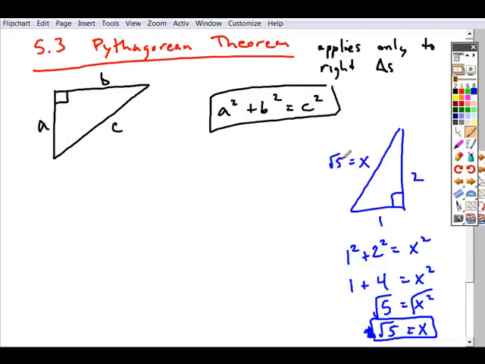Okay. So now, in addition to being given both of the legs and having to find the hypotenuse, you might also be given one leg and the hypotenuse and be asked to find the missing leg. I want you to see if you can do that on your own. See if you can solve for y in this particular right triangle, please.